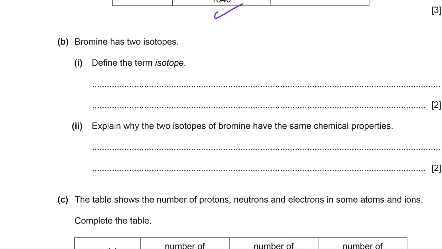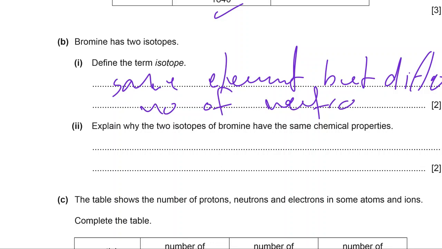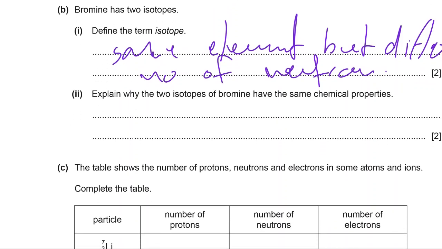Then bromine has 2 isotopes. Define the isotope: same element, which has the same number of protons but a different number of neutrons, or you may say a different nucleon number.